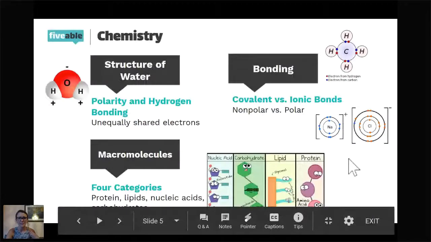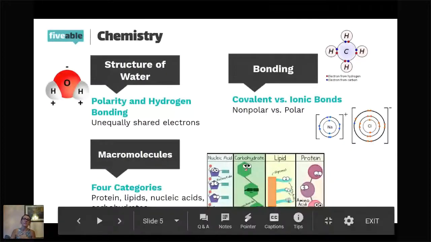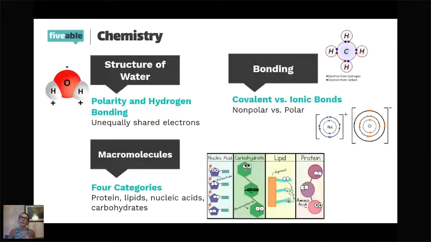Okay, so let's start by first talking a little bit about chemistry. So the three major things that I kind of wanted to review with you all tonight are the structure of water, bonding, and macromolecules. So depending on how your school does AP biology, you may or may not have had chemistry beforehand. It is really great if you have had chemistry before AP bio. My students haven't. I didn't when I took this course. You will be just fine, even if you haven't had chemistry. But there are a few things that are helpful to know going into it.